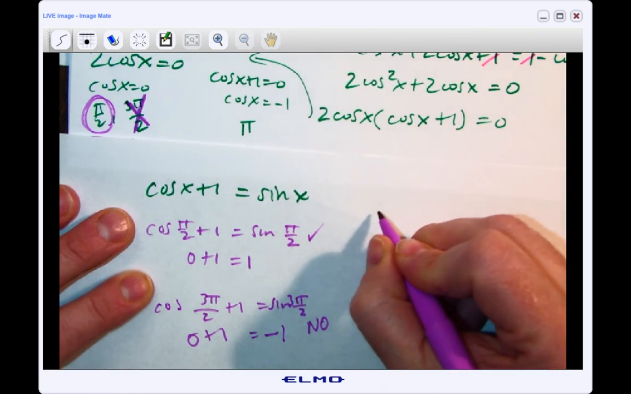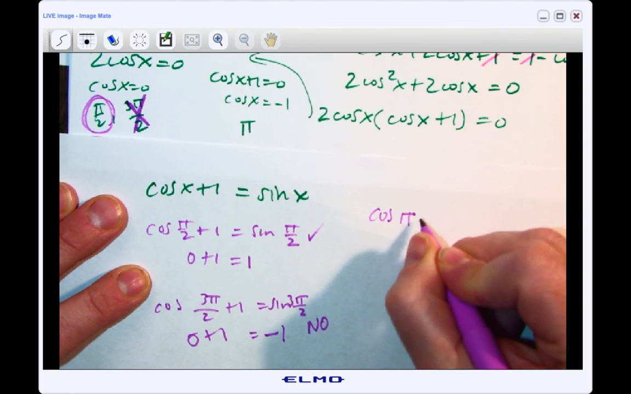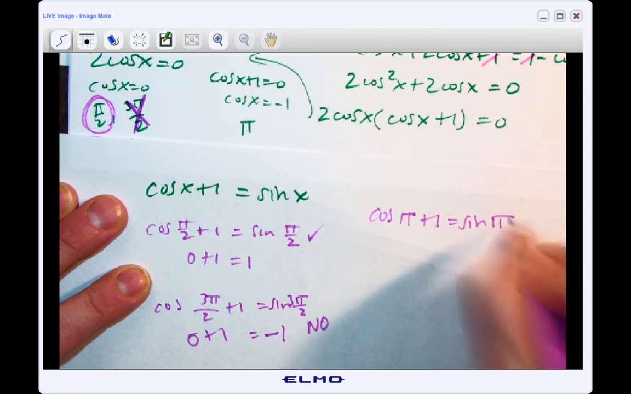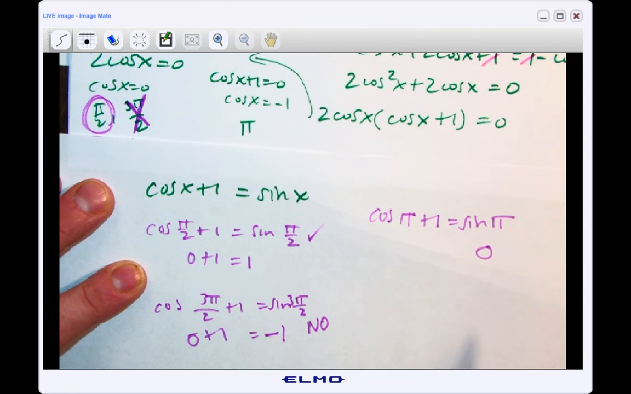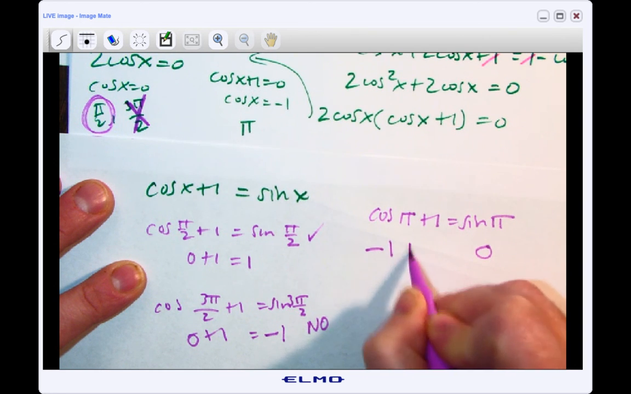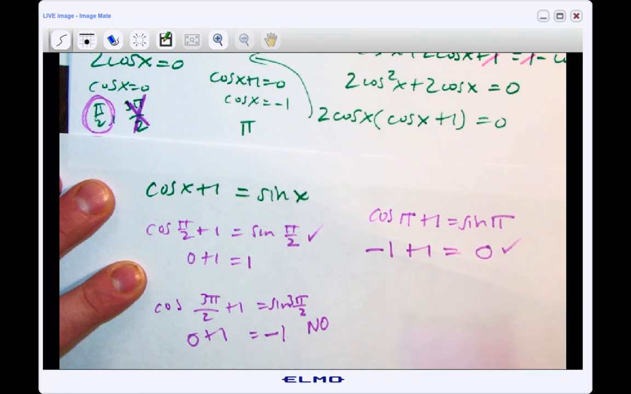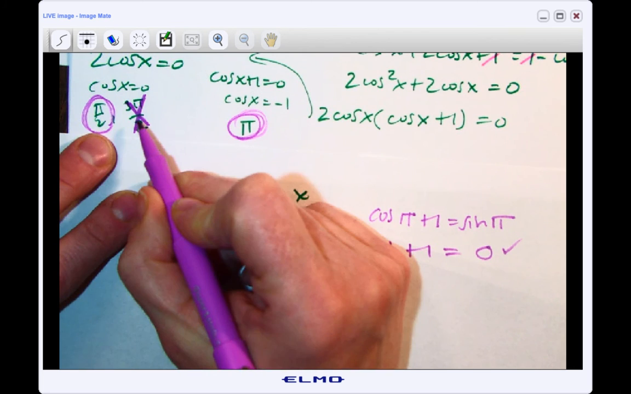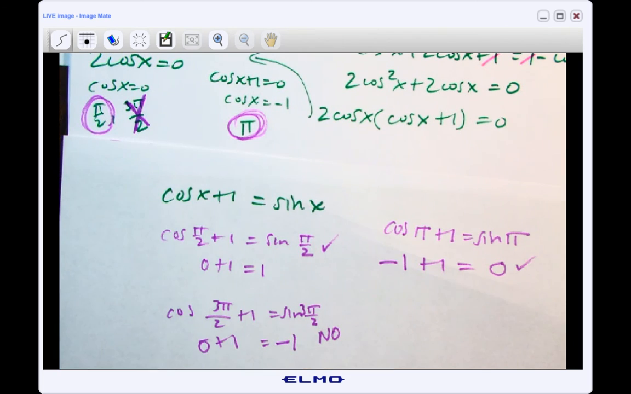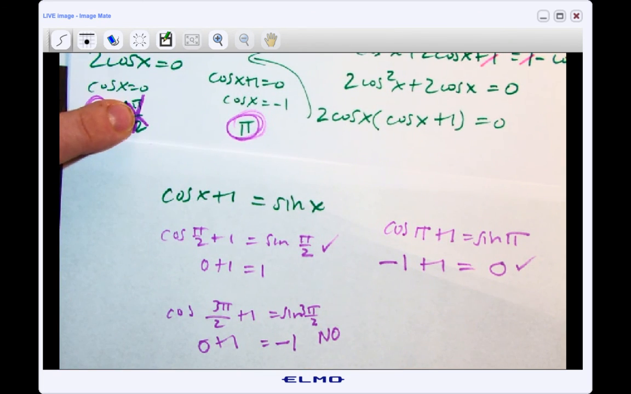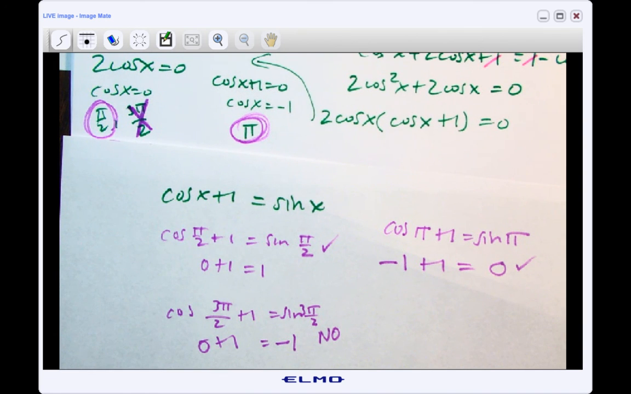Okay, now let's try pi. So cosine of pi plus 1 is equal to sine of pi. Well, sine of pi is 0. Cosine of pi is -1. So this one checks out. So it's only these two. We have to throw him away. Do you see how, because I squared it, I actually created this extra situation where the signs got messed up, right? Because I created that squared situation where it had a negative solution, but that negative solution wasn't actually in the original equation.